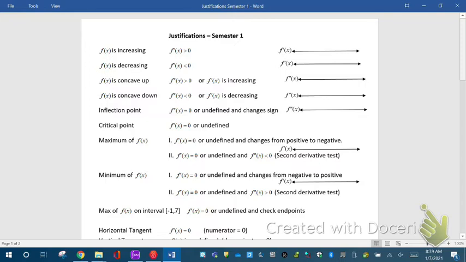All right, so print out this paper. It's on Canvas. Make sure you print that out and save it. These are your justifications when we get to AP exam time, okay? Most of this I'm sure you know cold.